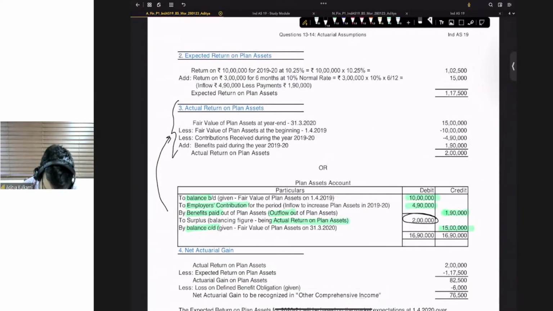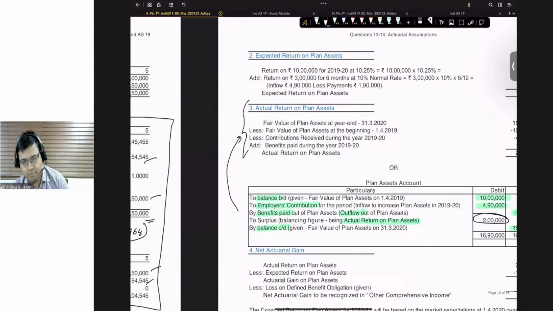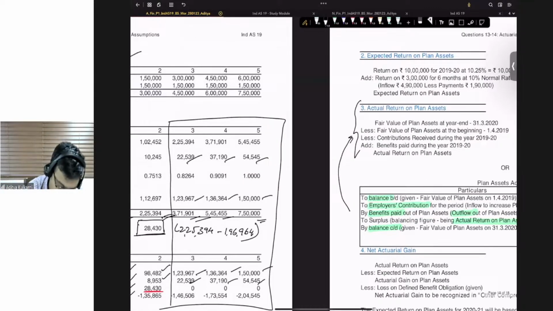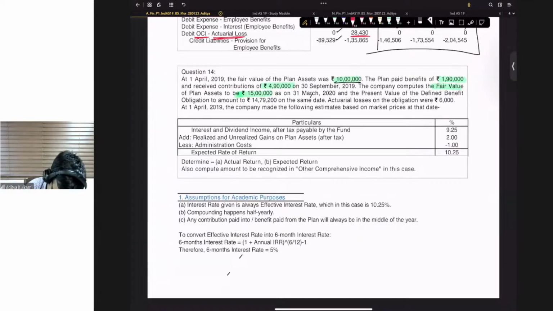All right. Now, the question should specify this, but this is what I feel: since contributions are happening during the year, in the middle, on 30th September benefits are being paid and on 30th September contributions are being received. So therefore, there is one assumption that is made, which is that compounding happens half yearly. Now this is assumed.